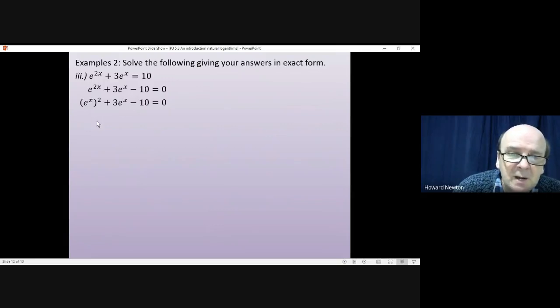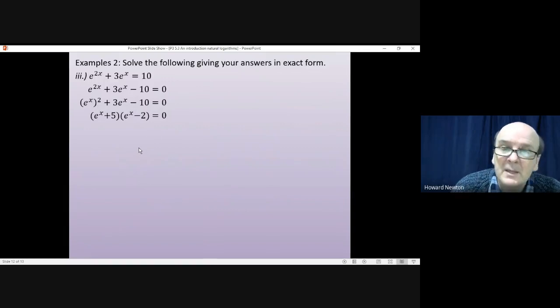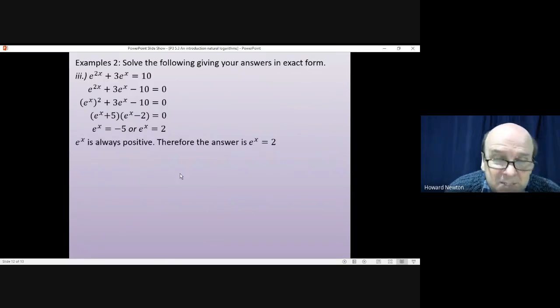This does factorize into 2 brackets, just like normal, and you get e to the x plus 5 in one bracket and e to the x minus 2 in the other bracket. And if you multiplied those out, you would get this. Then we solve that in the normal way. Looking at the first bracket, that would give us the solution e to the x equals minus 5. Looking at the second bracket, that would give us the solution e to the x equals 2. Now, e to the x is always positive. If you remember when we drew it as a function, it's always above the x-axis. So it's never negative. It can never equal minus 5, which means there is only one answer. The answer must be that e to the x is equal to 2.